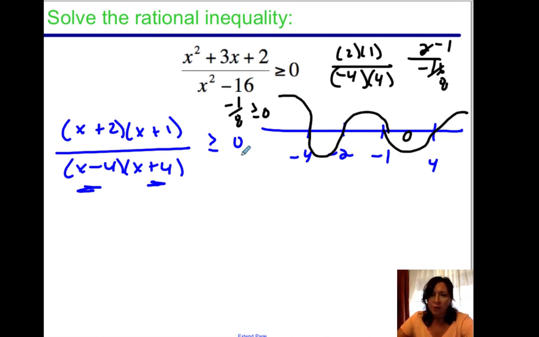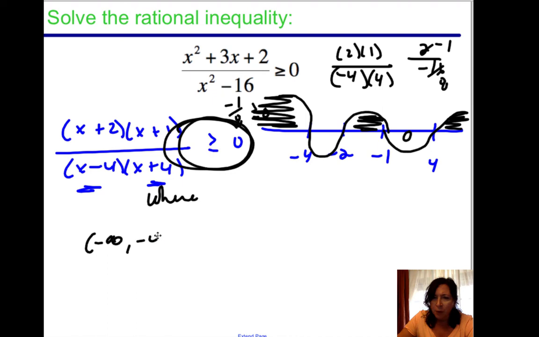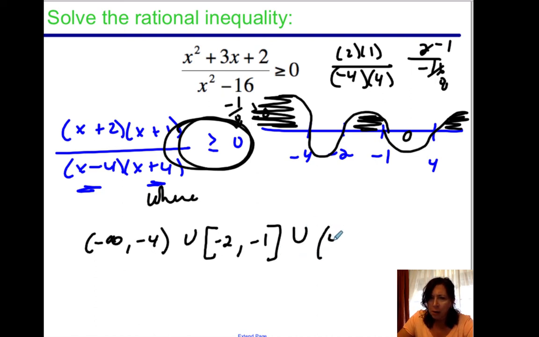So now the question is, going back to the beginning, where is my graph greater than or equal to 0? So it's greater than or equal to 0 here, here, and here. I've got 3 different places. So I'm going to put in all the values. So I've got negative infinity to negative 4 union, and I've got negative 2, greater all the way to negative 1. And I also have 4 to infinity.